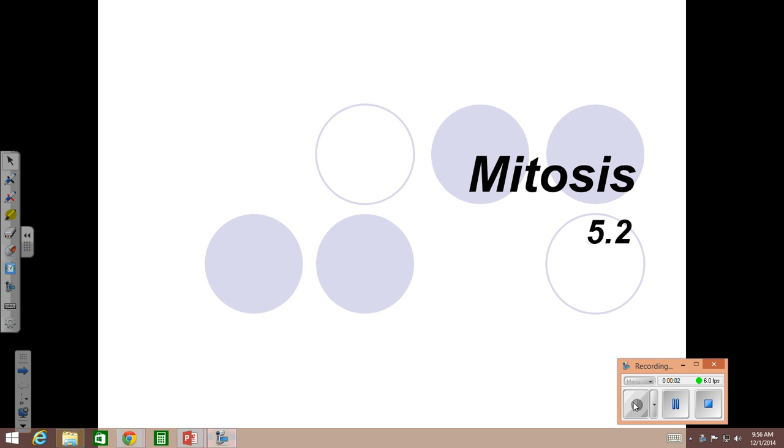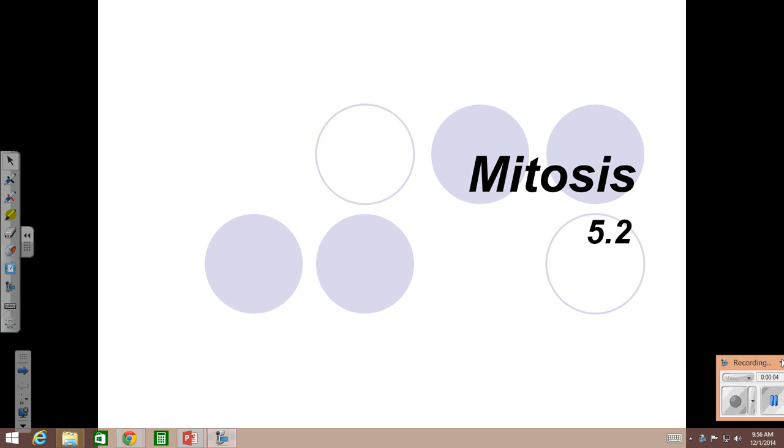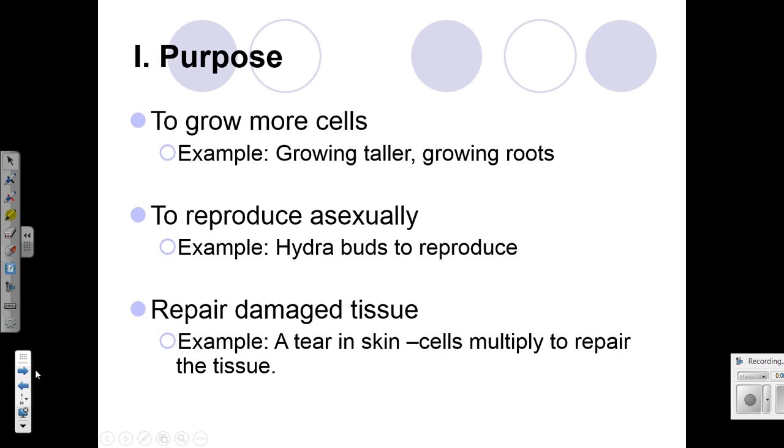This is section 2 over mitosis. So why your cells might want to do mitosis? Basically to grow more cells. So when you grow taller, you grow more bone, more skin tissue, you're always going to have to create more cells, and so mitosis does that.